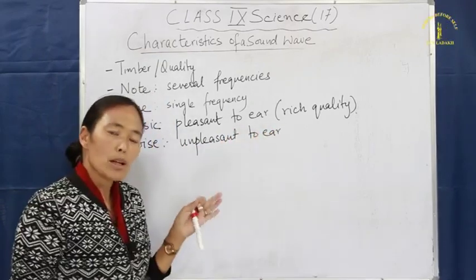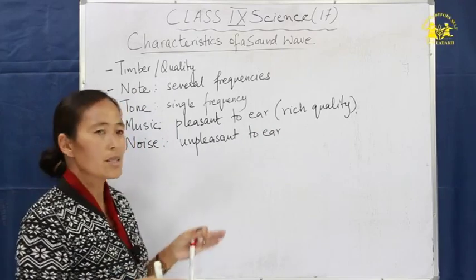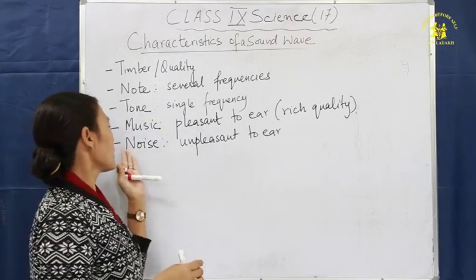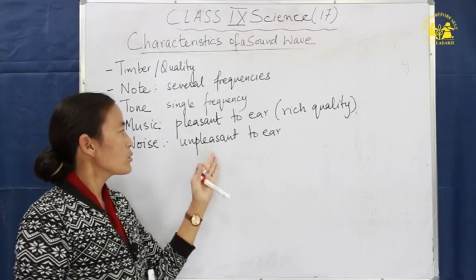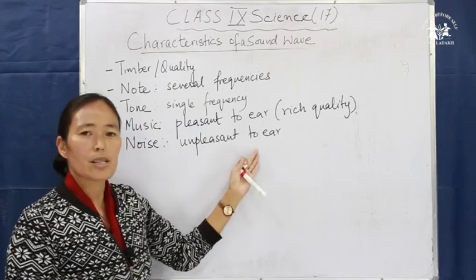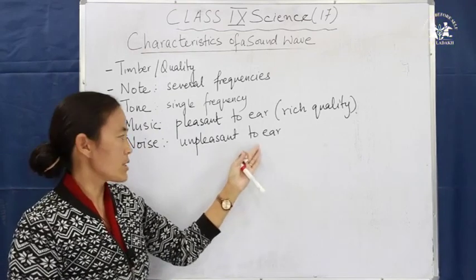And noise pollution is unwanted sound present in our environment. That is called noise pollution. Okay, so now noise is a sound which is unpleasant to the ear. That is rich quality versus poor quality, or low quality.